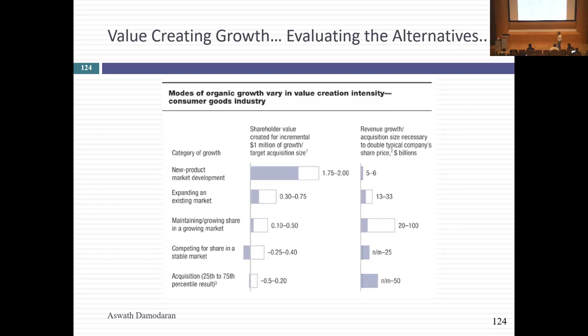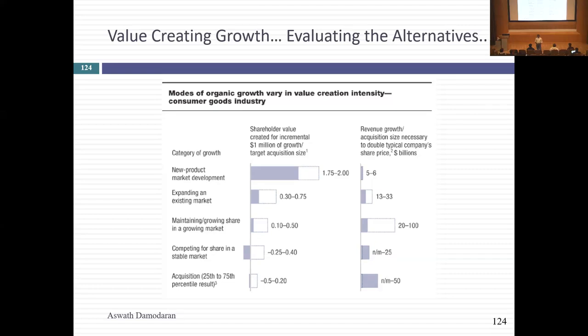And then you get to the bottom of the barrel. These are the two approaches historically that have had the least of a track record in terms of creating value. One is competing for share in a stable market. Why is it so difficult to create value by competing for share in a stable market? How do you get a higher market share in a stable market? You cut prices. You get the higher market share, but at what expense? Much lower margins. The net effect can be negative as much as positive. You get the higher market share, but you get lower profits, lower value as a consequence.